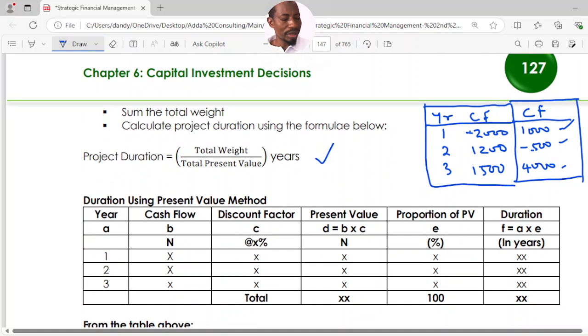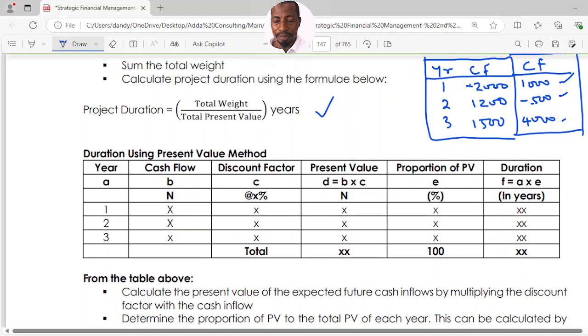In recent time, in fact, for a very long time, I've never seen where project duration was tested. But again, it's good to know because you never can tell where the examiner will ask you. All right, and that's why it's important for you to know it.